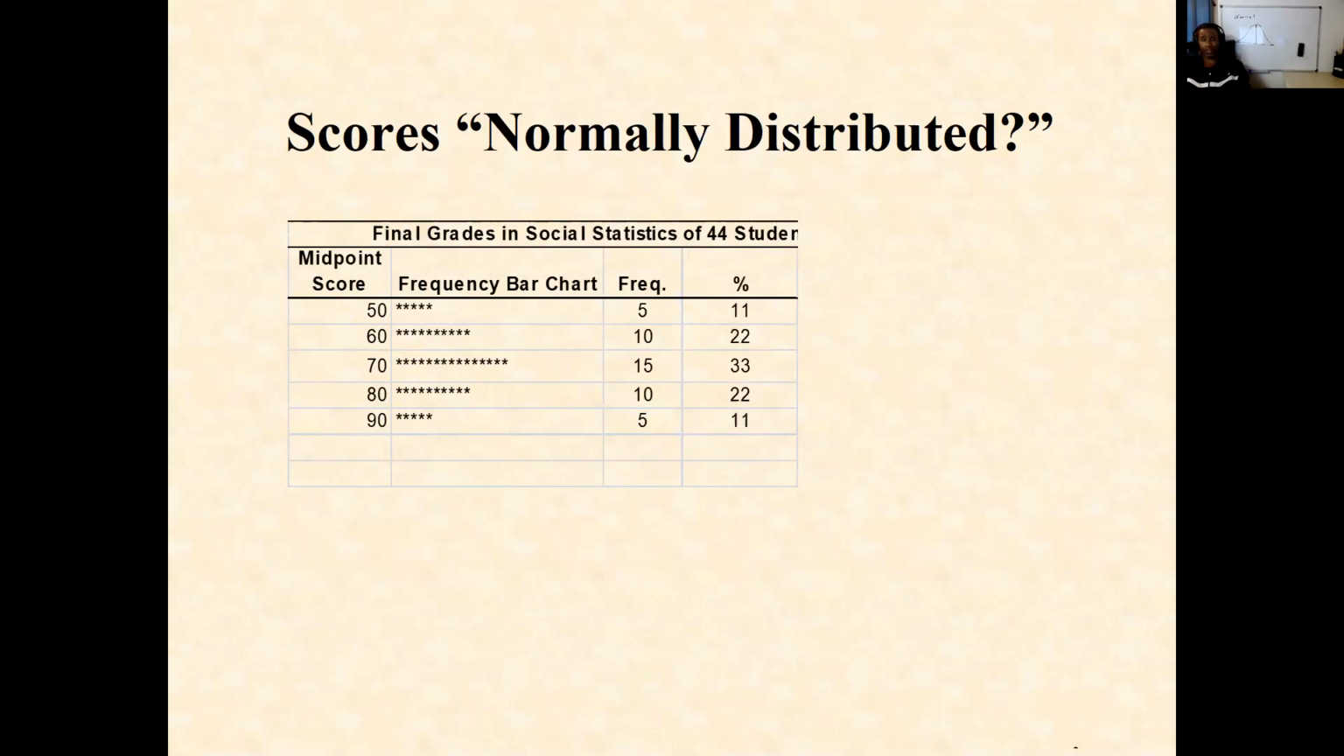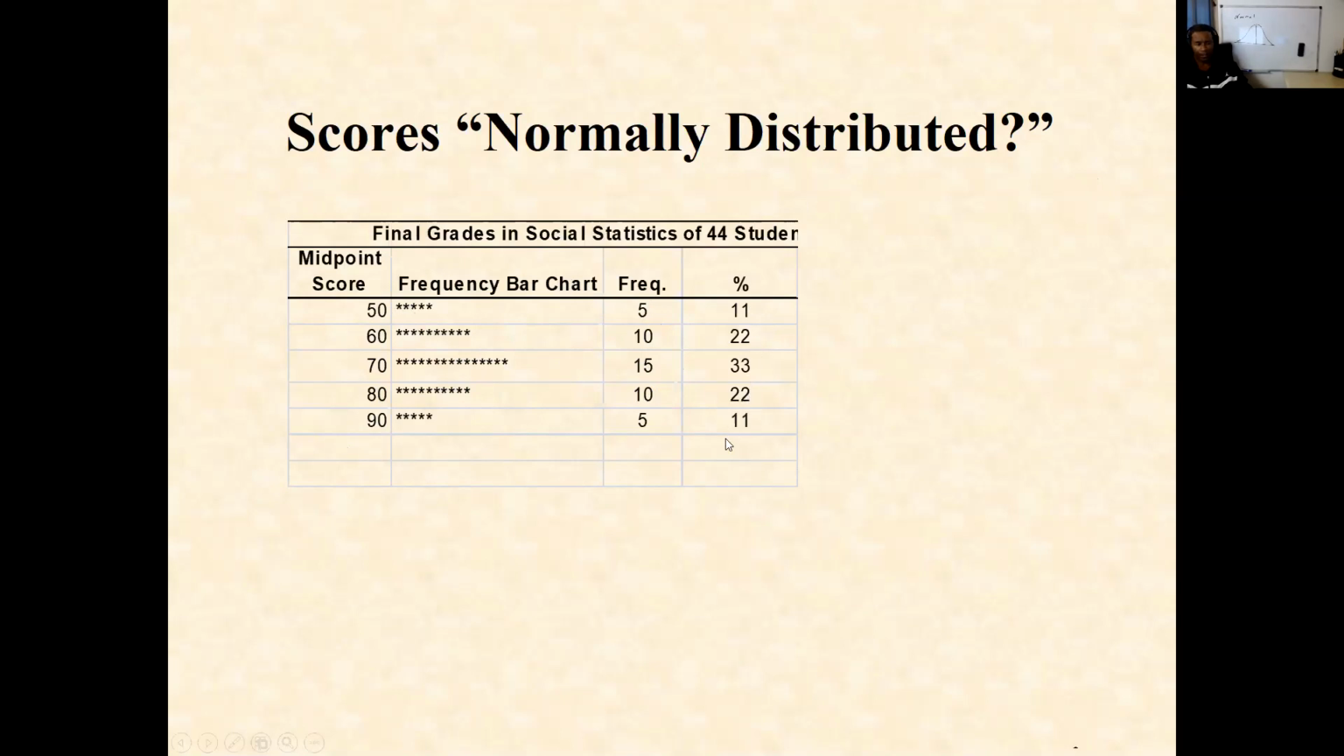Now, like I said, we're looking at a frequency distribution. So these are actually the scores, 50, 60, 70, 80, 90. And this is the frequency here. So these are the frequencies for each score. So 5 people got 50, so 5 people got Fs. 10 people got 60, so 10 people got Ds. 15 people got 70, so 15 people got Cs. 10 people got As, and 5 people got 90s, okay? So these are the scores. And these are the percentages here.